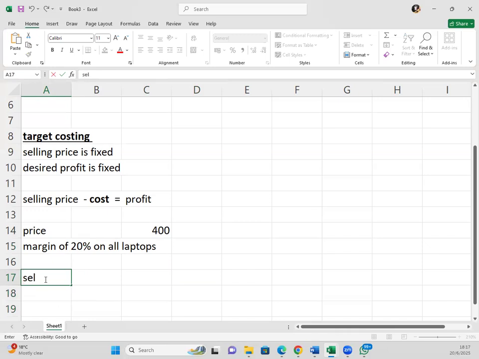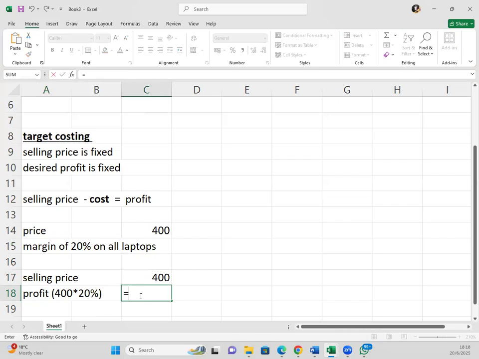So we say selling price. The selling price is 400, and the organization wants a profit of 20%. So we're saying 400 times 20%. So it means our profit that we want is $80.